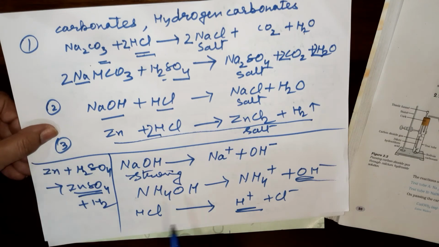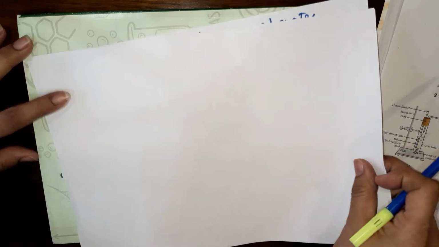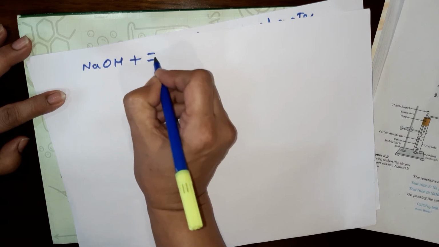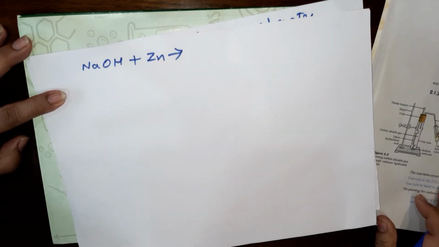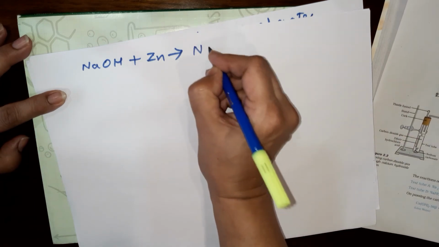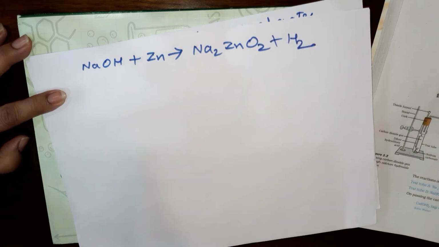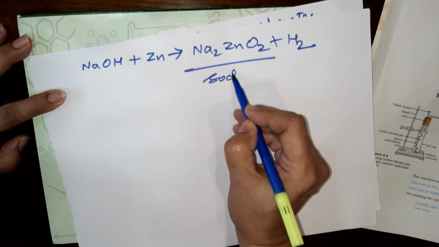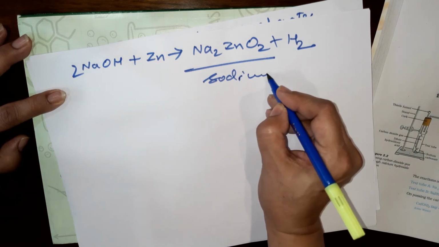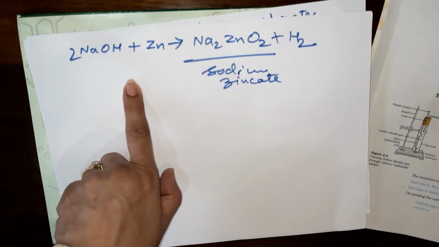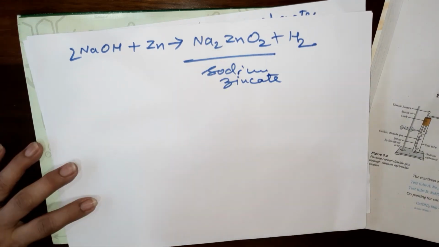Now with zinc you saw the reaction of HCl and H2SO4. Now I am showing the reaction with NaOH and zinc. It will form sodium zincate, Na2ZnO2, whose formula you also remember, and hydrogen gas is formed. This is called sodium zincate. So with 2NaOH the reaction is now balanced. Sodium zincate is formed.